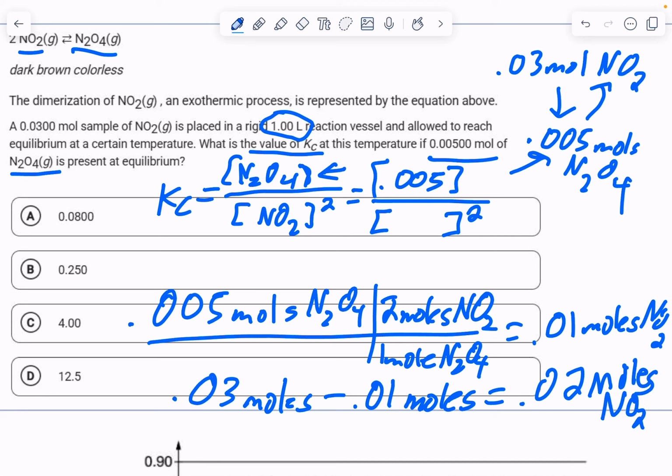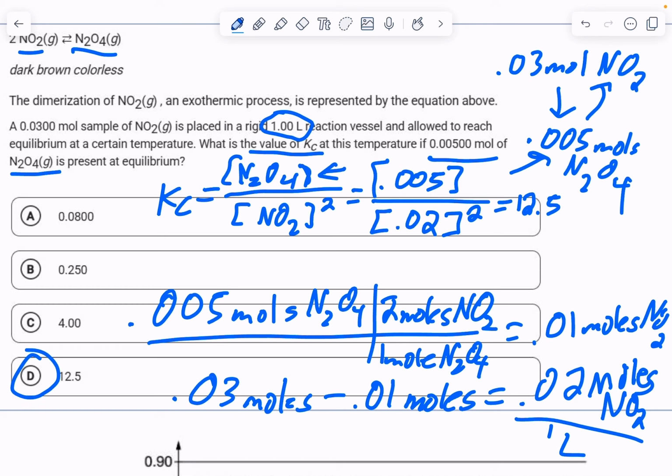Turn that into concentration by dividing it by 1 liter. I get 0.02. So the value that goes in here is 0.02. So you do 0.005 divided by 0.02 squared. You plug that in your calculator and you get 12.5. Luckily, that's one of the answer choices, D, and that is the answer. So it's a lot of work just to get that one value.